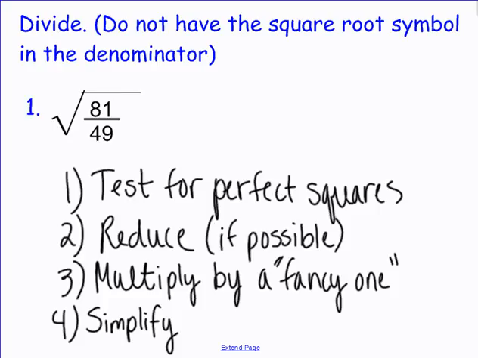So for step 1, I know it's already done for you, but the first step is test for perfect squares. When you take the square root of an entire fraction, you're essentially taking the square root of the numerator and the denominator. So if you take the square root of 81, you get 9. Square root of 49, you get 7. They're perfect squares. So that's all you have to do for that one.